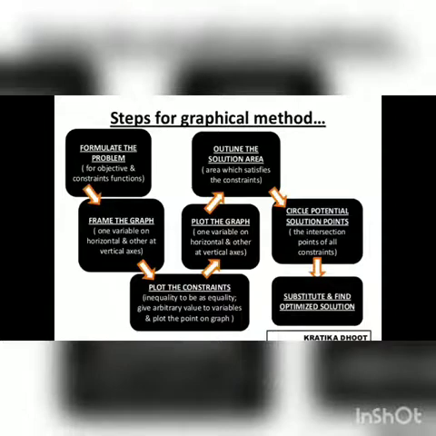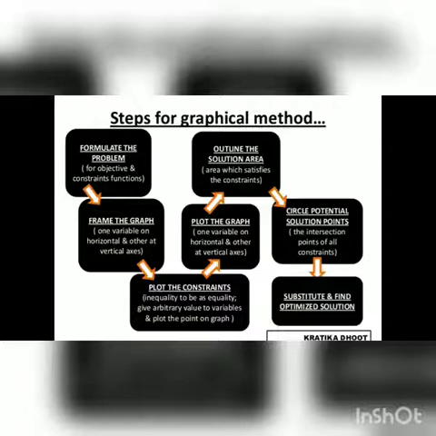I am Chetan Khadge, and today I am going to explain the steps for the graphical method. The first step is to formulate the problem. Basically, we formulate the problem by making the objective and constraint functions. We have already understood the mathematical formulation of an LP problem in the previous section. It is the primary objective of the graphical method. After that, all the process takes place.